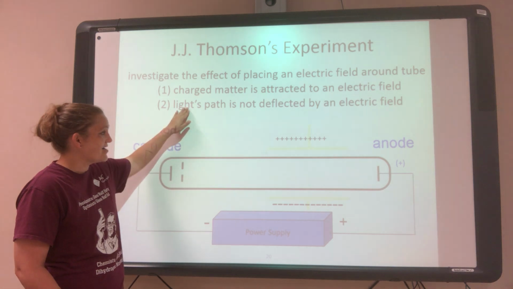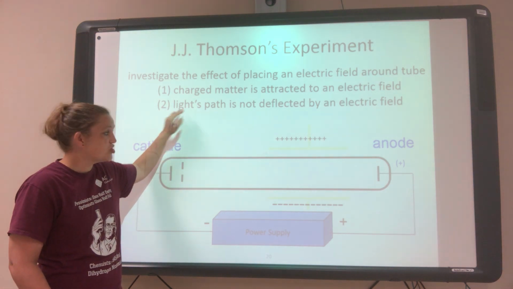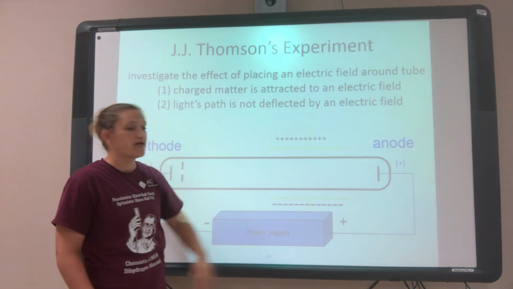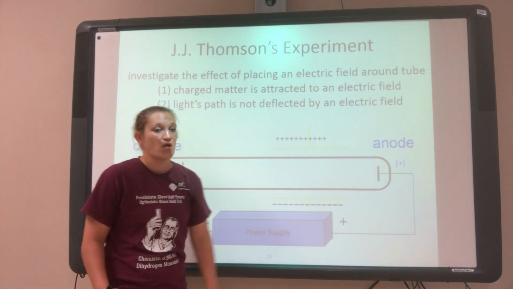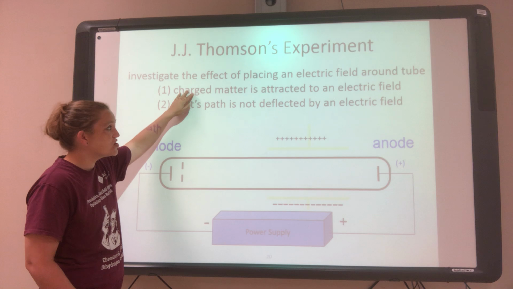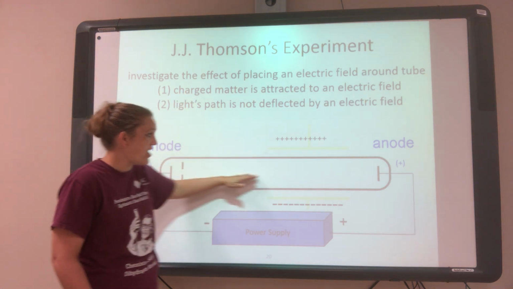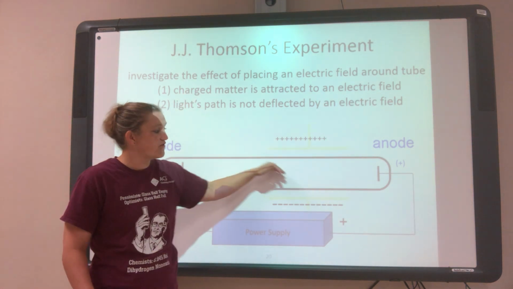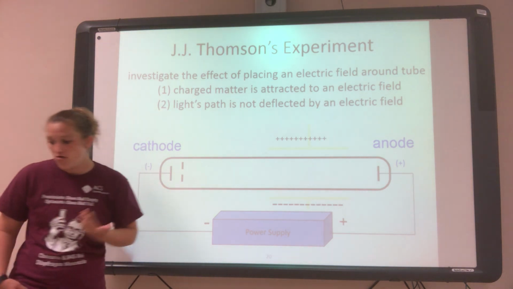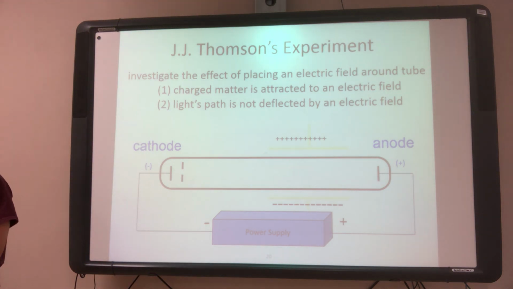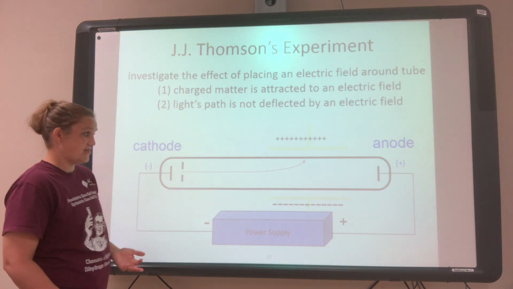So if it's light, light is neutral. So it shouldn't be affected by a positive or negative at all. If it's light, it'll just go straight through. However, if it's a charged material, it will bend towards either of the electric fields depending on what the charge of the material is. Okay? So then he has the electric field, he turns it on again, and instead of going straight through, it bends.